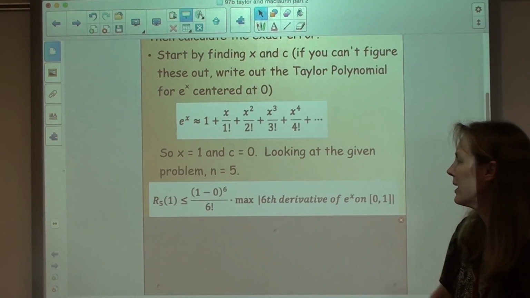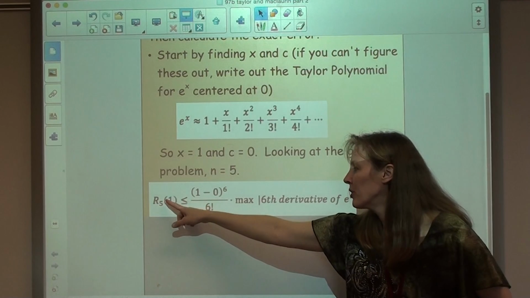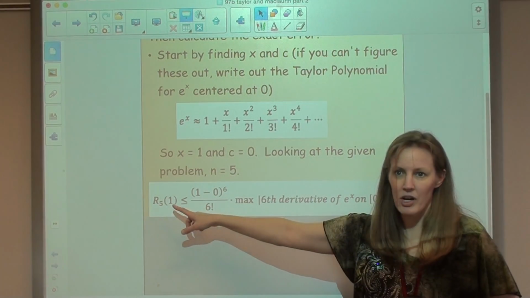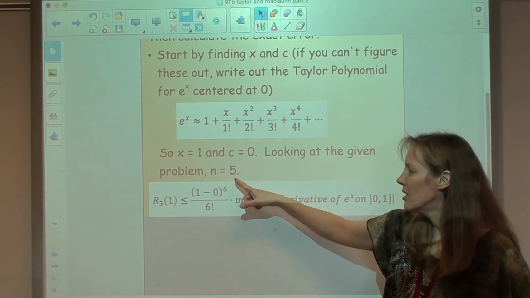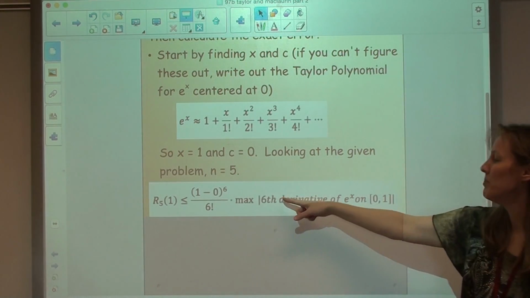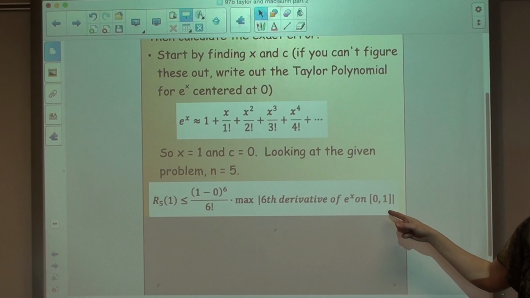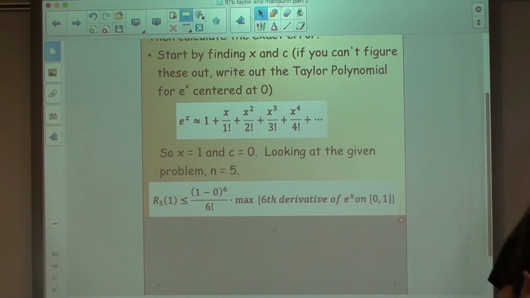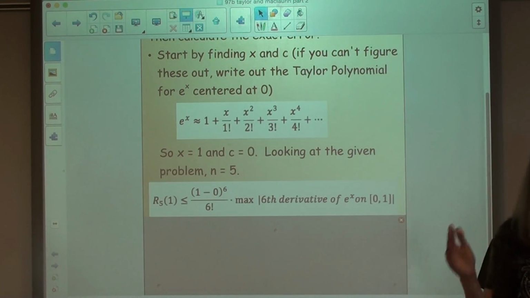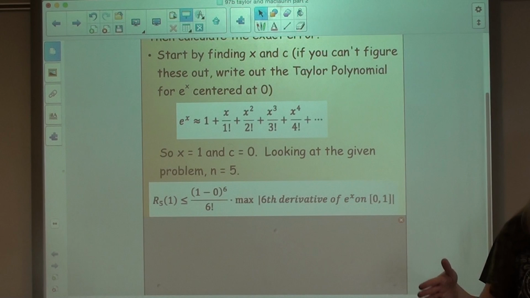So, when we plug in, we get that our 5th degree remainder, r sub 5 of 1, is 1 minus 0 to the 6th over 6 factorial times the maximum value of the 6th derivative of e to the x on the interval from 0 to 1. Your interval where you want that max is always between x and c, whichever one's lower, whichever one's bigger. Z always falls between your x and your c.